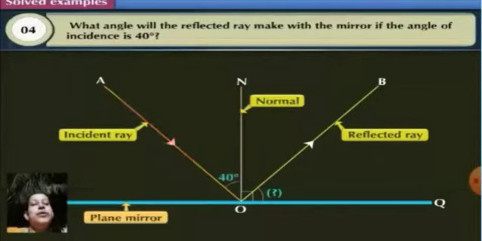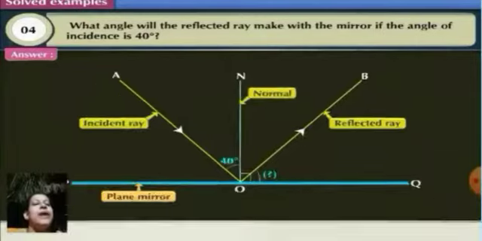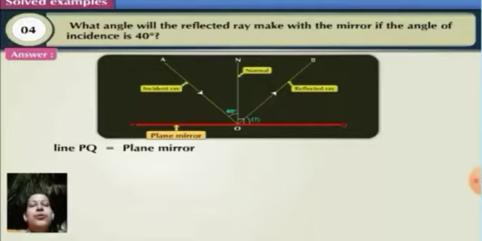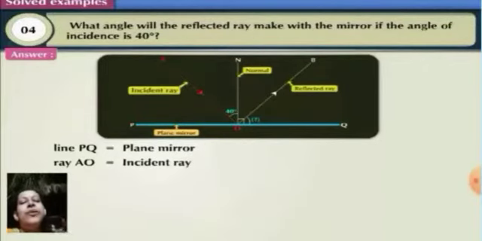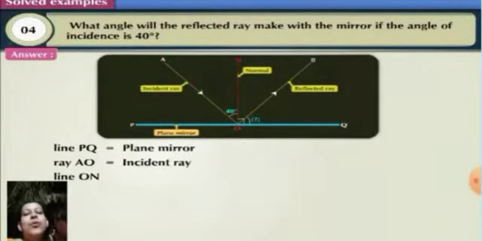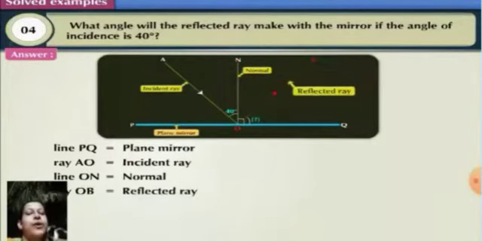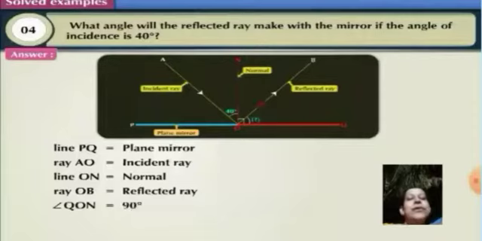Further, here we know that ray AO is the incident ray, PQ is the plane mirror, and the reflected ray is OB, and ON is the normal. So what is given here is that line PQ is the plane mirror, AO is the incident ray, ON is the normal, and OB is the reflected ray. Now what is given? Angle of incidence is given as angle QON is equal to 90 degree.